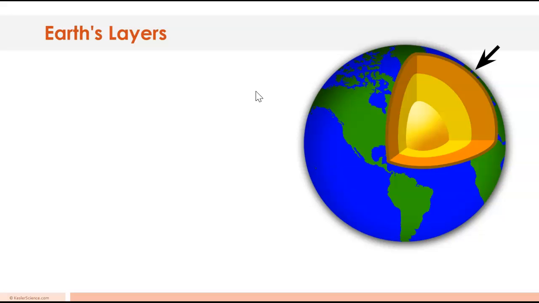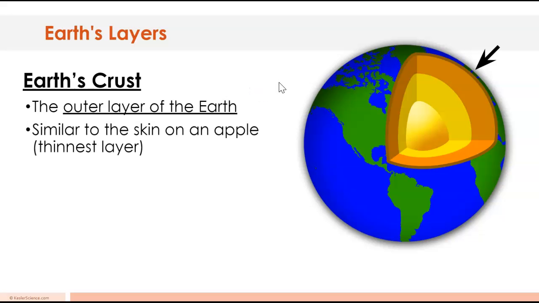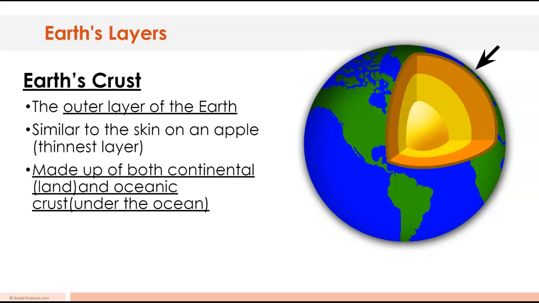All right, we're going to work from the outside in. So we're going to start with the crust. So just listen, and then I'll tell you when to pause and write down the underlined things. So it's the outer layer of the Earth. If you think of an apple, the crust would be the skin of the apple. So it's really, really thin. It's made up of continental land crust and oceanic crust, which is the stuff underneath the ocean. And it's about 5 to 50 kilometers thick. So it's pretty thin in relation to the entire Earth. So go ahead and pause and copy down the underlined things in the body of the notes section on the right column.